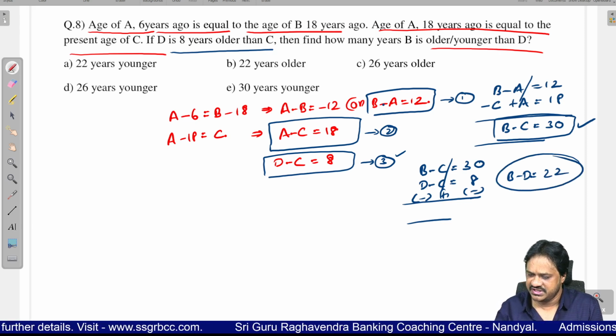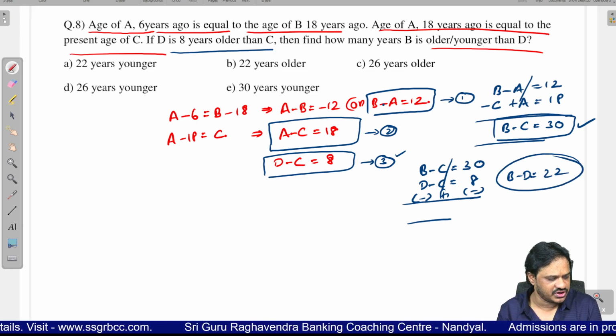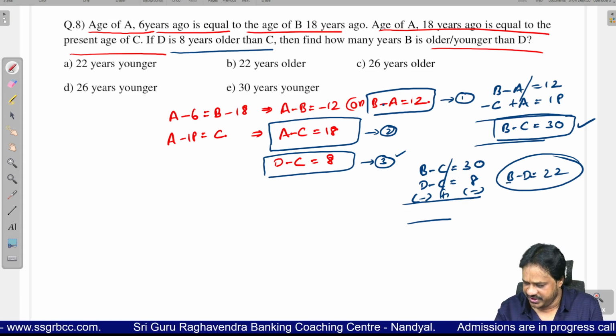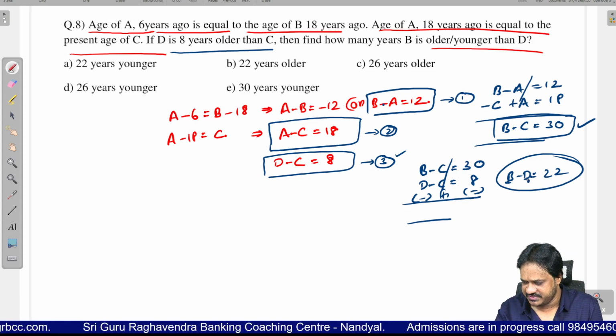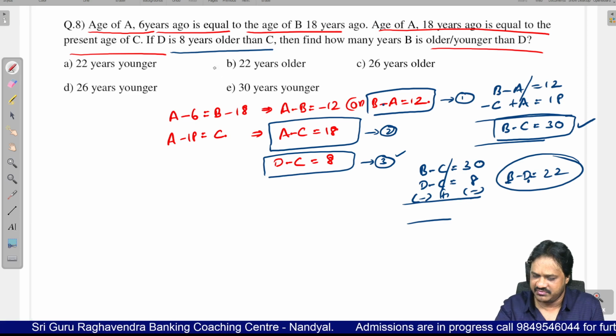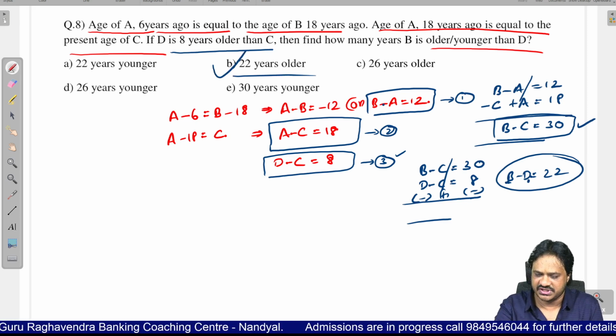B minus D is 22. That means B is how many years older than D? So B minus D, it is not D minus B, it is B minus D. That means B is older than D by 22 years. Option 2 is the correct answer.